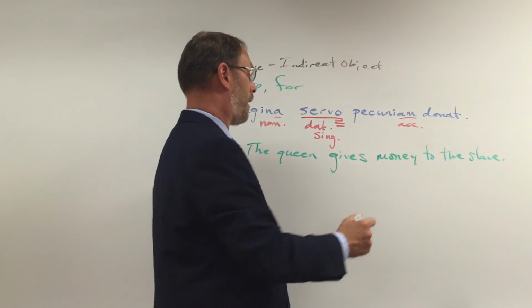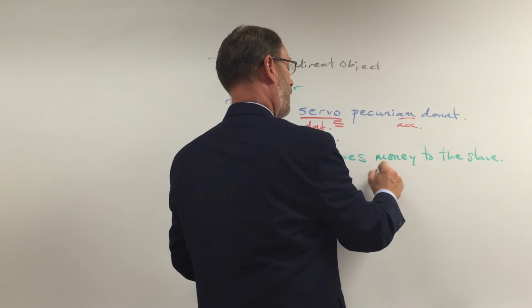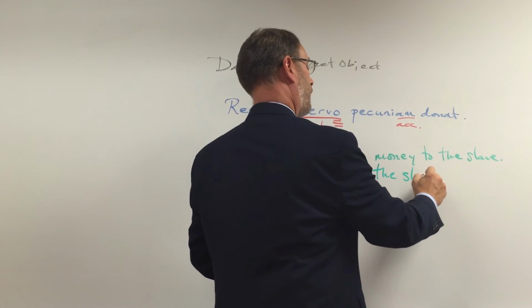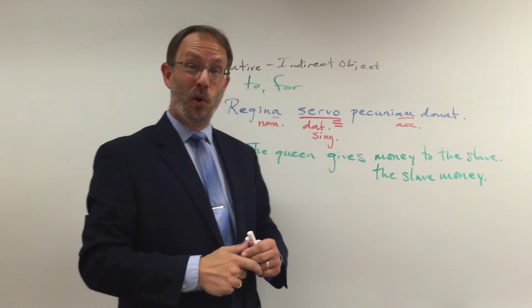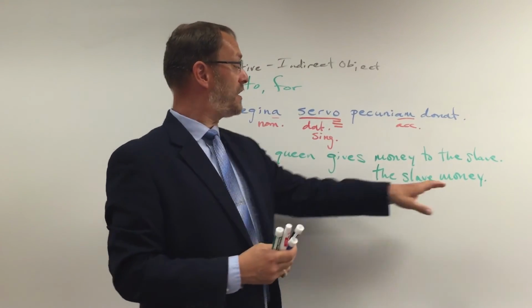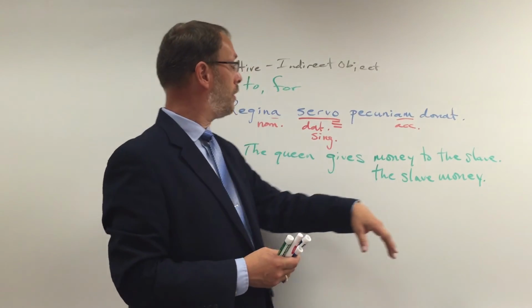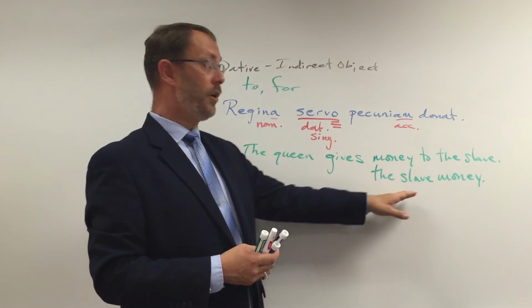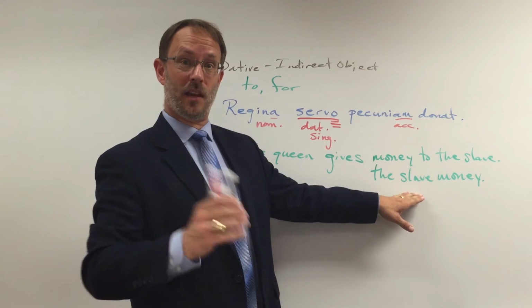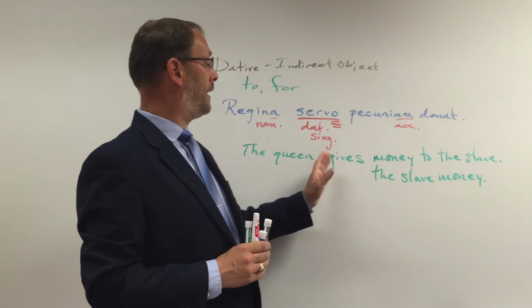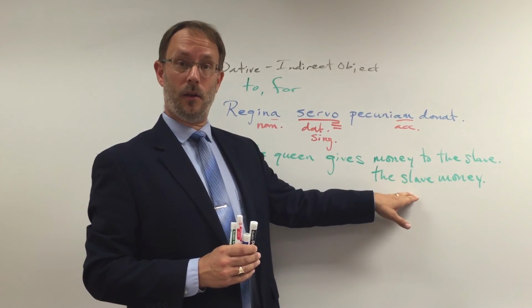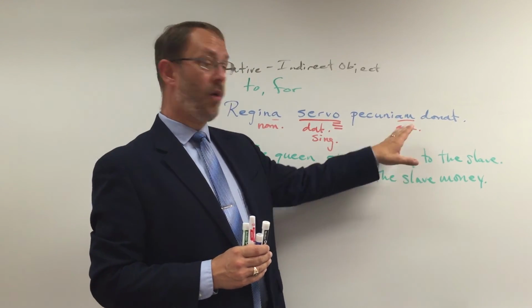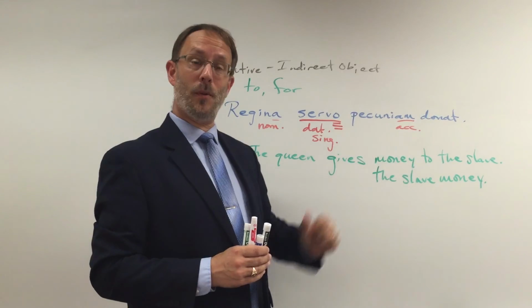We could also write it like this. The queen gives the slave money. And you say, well, where did the word to go? Well, we don't always have to use the word to. We can put it this way, and it still follows that test that I was talking about a few minutes ago. The queen gives what? She gives money. She gives the money to what? To the slave. So you could write that either way, and that's how we do the dative case.